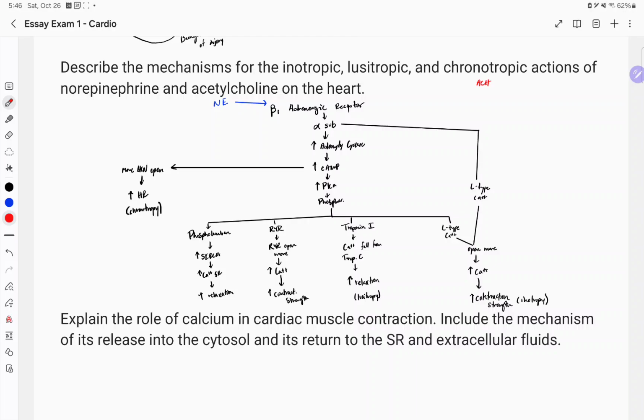So acetylcholine, okay, acetylcholine is going to bind to, man, I'm just going crazy over here. These things are getting too long.